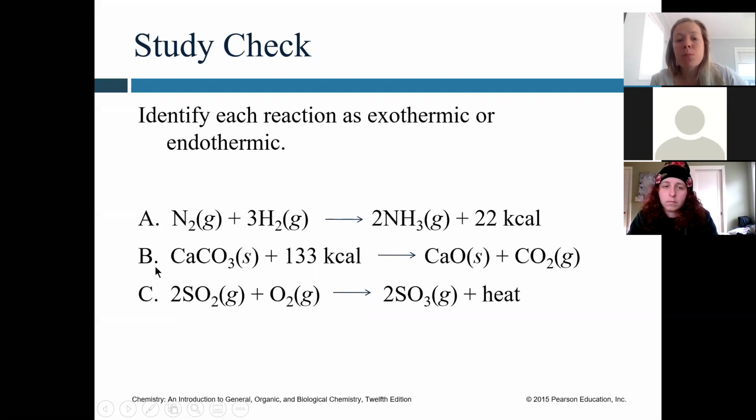This next one here, where is the energy component? It's right here. The energy component is on the reactant side. That means it's being digested or absorbing. This thing is taking this heat to make these products. So this would be endothermic.